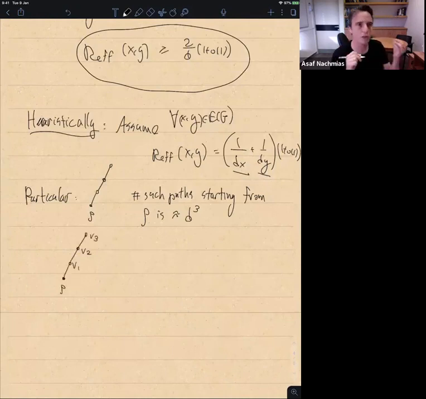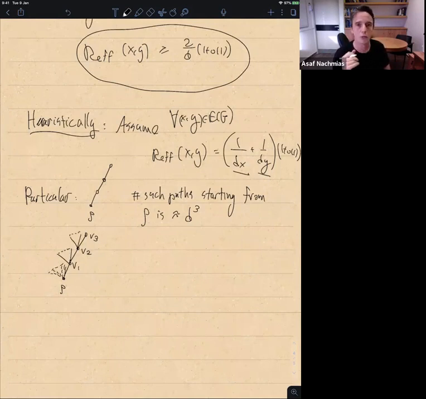Now these are particular choices of vertices in your graph, and the probability that I'm trying to calculate in the UST is the probability that all of these 3 edges are in the UST, and all the other edges emanating from rho are not in the UST. All the edges emanating from v1, except for the edge v1, v2, are not in the UST, and the same thing here. So I have 3d pairs of edges that I have to make sure are closed. So now let's do this heuristic calculation.